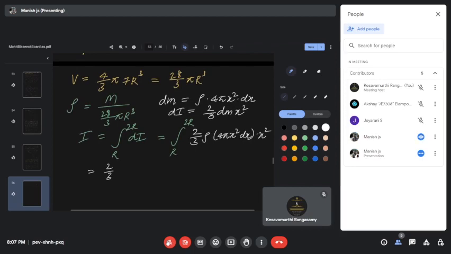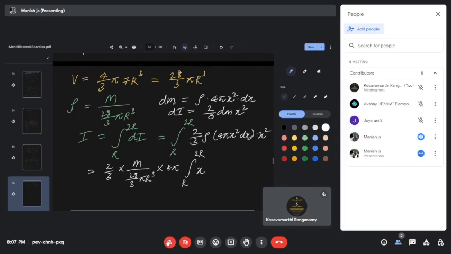So 2 by 3 into density can be written as mass by volume. So we have m upon 28 by 3 pi r cube, which was the volume which we had calculated before, into 4 pi x square. You have to take it inside the integral sign because it's an integral factor related to an integral factor. So times r to 2r, integration, the limits are from r to 2r.